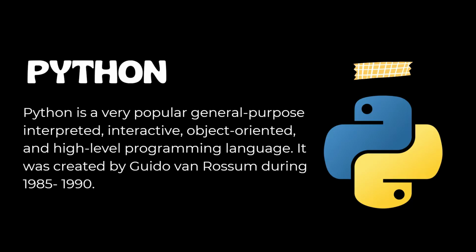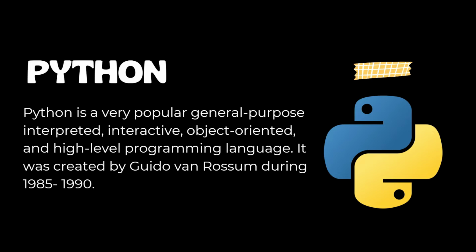So what is Python? Python is a very popular general-purpose, interpreted, interactive, object-oriented, high-level programming language. It was created by Guido van Rossum during 1985 to 1990. Python is very popular right now because of machine learning libraries like TensorFlow, Keras, OpenCV, and so on.